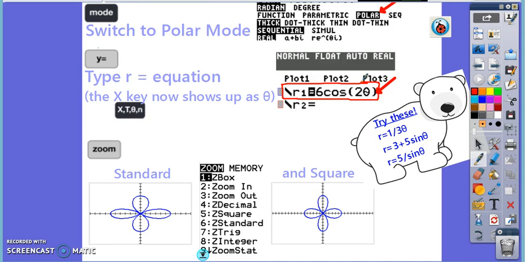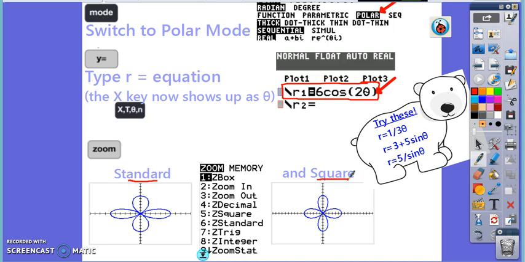I'm going to suggest a zoom standard and watch that baby graph. Isn't that exciting? It makes like a flower. Now it's kind of awkwardly shaped only because our graph is stretched funny. So why don't you try a zoom square and it'll square up those petals nice and even. Isn't that nice? Are you ready for some more fun?